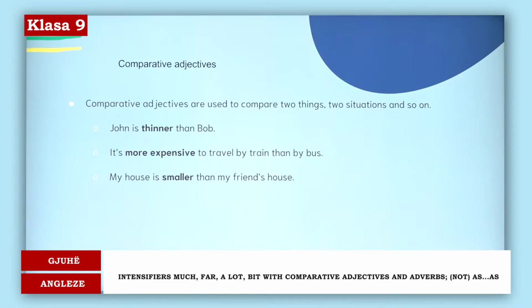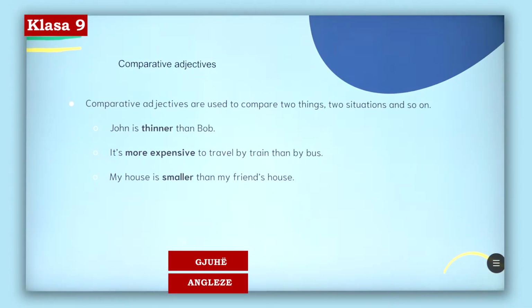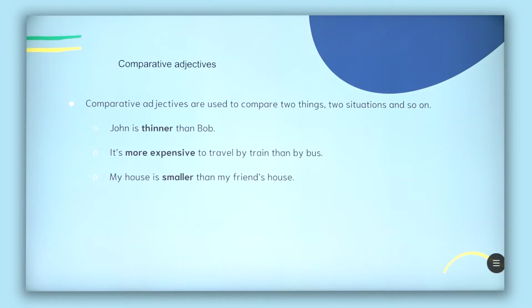The book that you're using is Live Beat 4. We've got comparative adjectives, which are used to compare two things, two situations, and so on. We know that we've got short adjectives and long adjectives. As long as we've got the comparative degree, ER is the ending for the short adjective and more is added whenever we've got long adjectives.